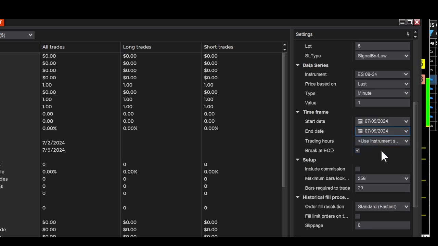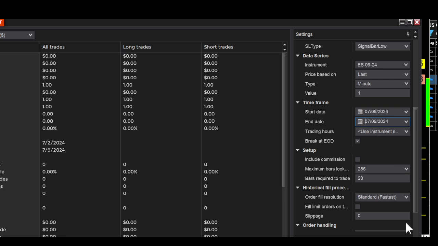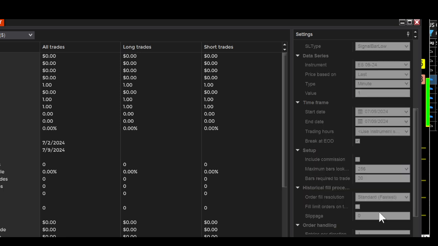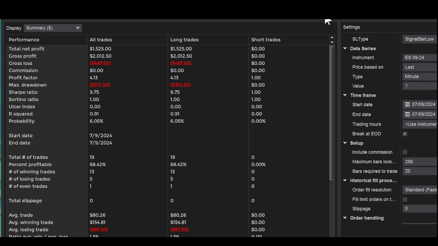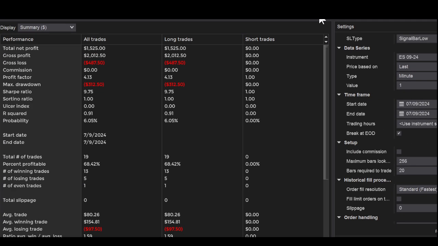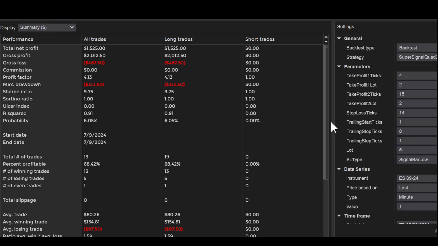Now, I just want to see if this is running here. ES. Oh, that's not that bad. Well, I was thinking maybe we get different results on that, but that's pretty good results. That's on the ES 1 minute running this, 68%. The percentage is not 100%, but let's take a look at this. That's at these parameters right here, running on the 1 minute, that's just the super signal quad 23.